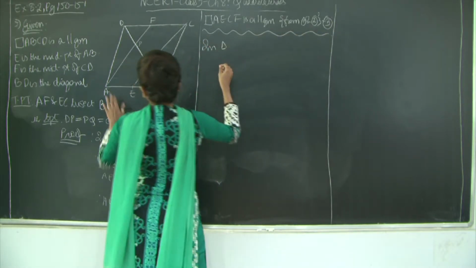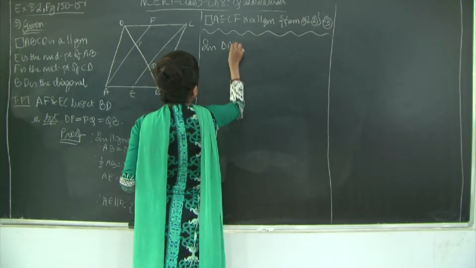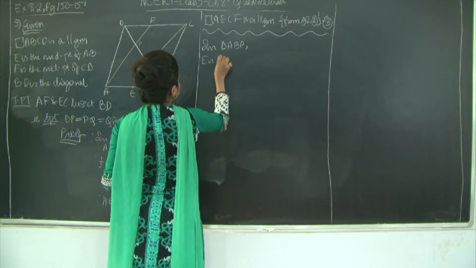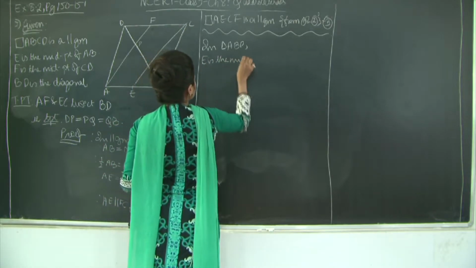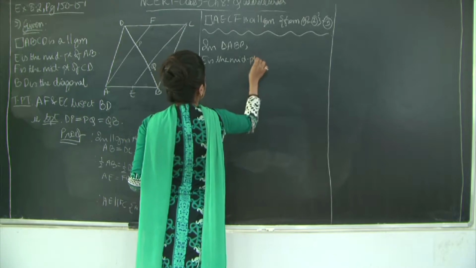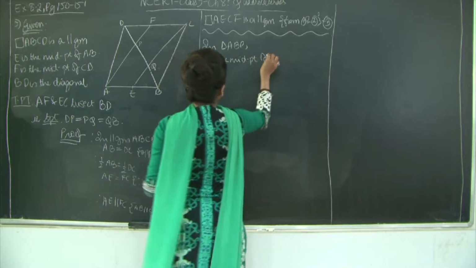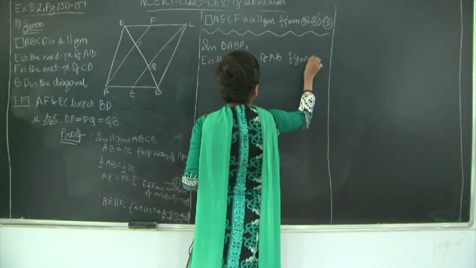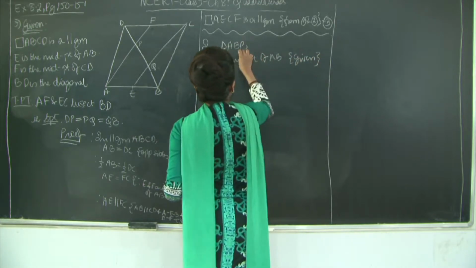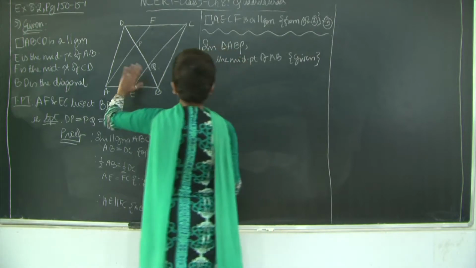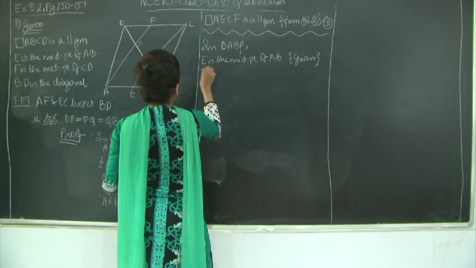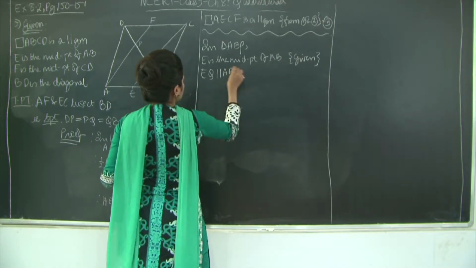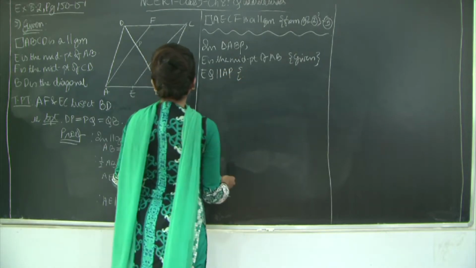In triangle ABP, I have E is the midpoint of AB. This is given, right? And also what do I have? That EQ is parallel to AP. So why is EQ parallel to AP?